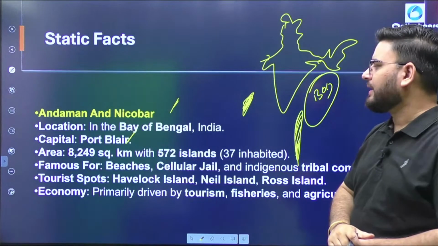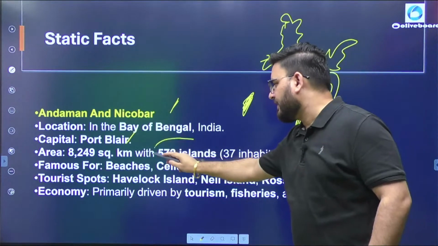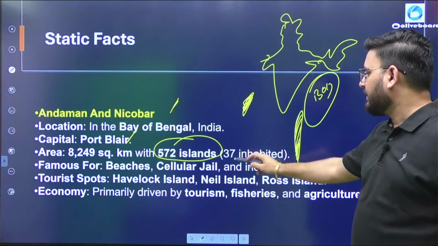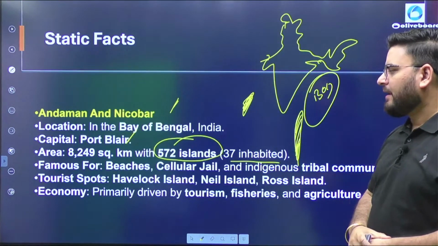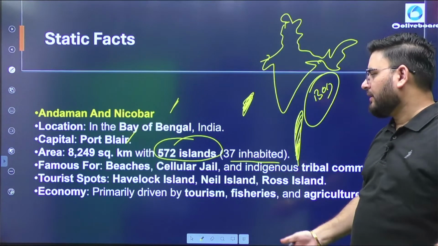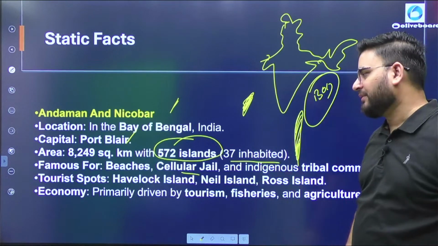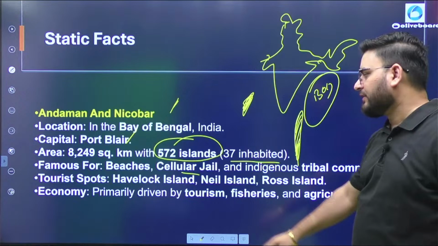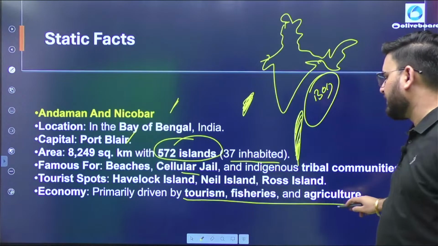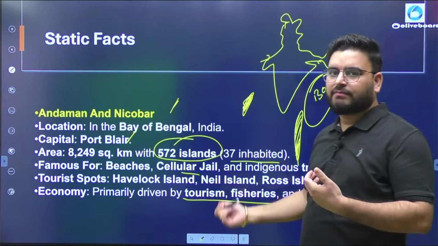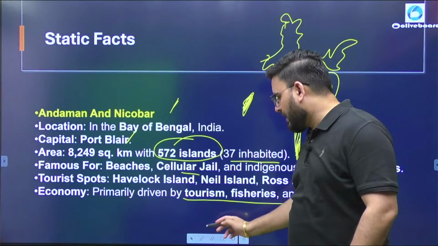It has 8,000 square kilometers with a total of 572 islands, of which 37 are inhabited. It is very famous for the Cellular Jail, Kala Pani jail. It is located here. Right? And its economy is primarily driven by tourism, fishing, and agriculture. These are some unique facts about Andaman and Nicobar.